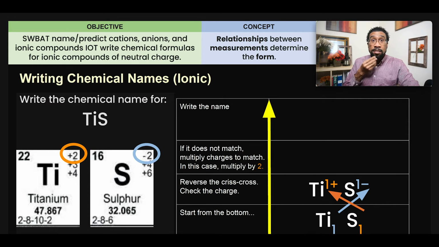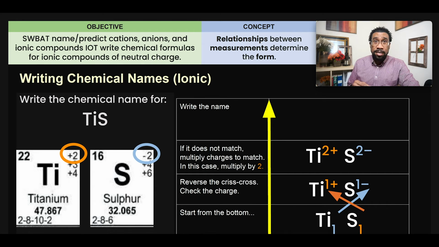Well, since these elements are actually combined, they must be combined in the same ratio. So that means I can actually multiply these by a common factor and get the charge that I need. So in this case, we're going to use 2. We're going to multiply the charges by 2. When we do that, we get Ti 2+ and S 2-.